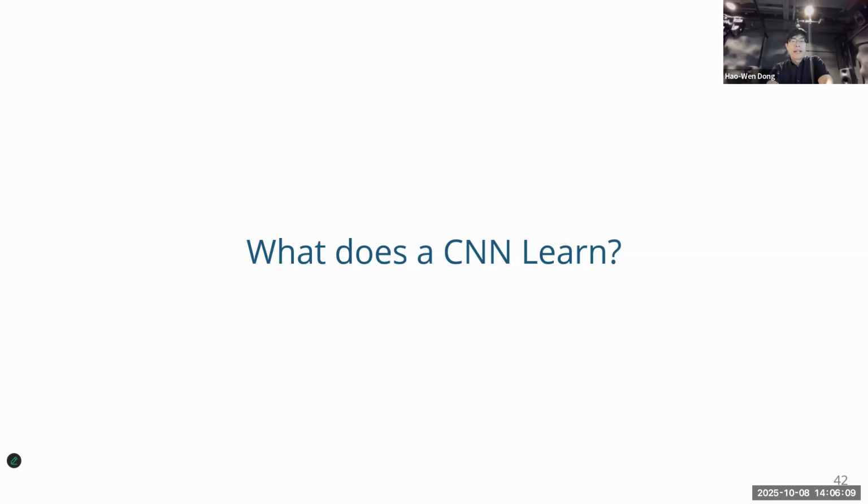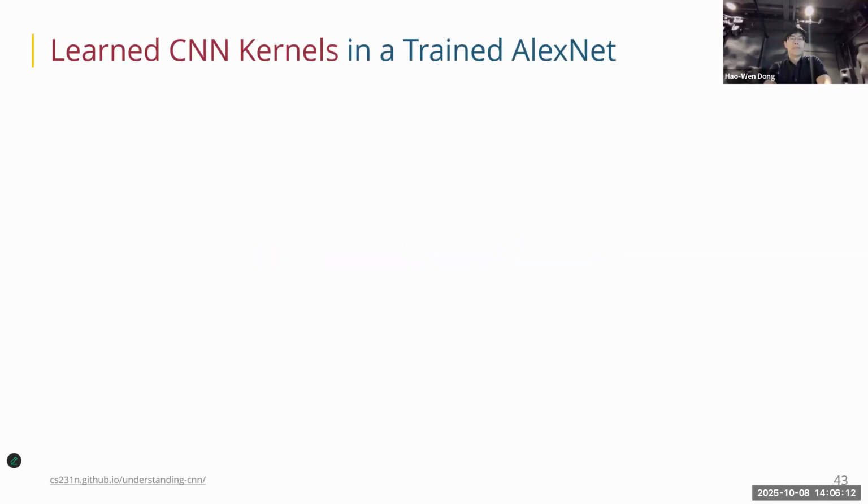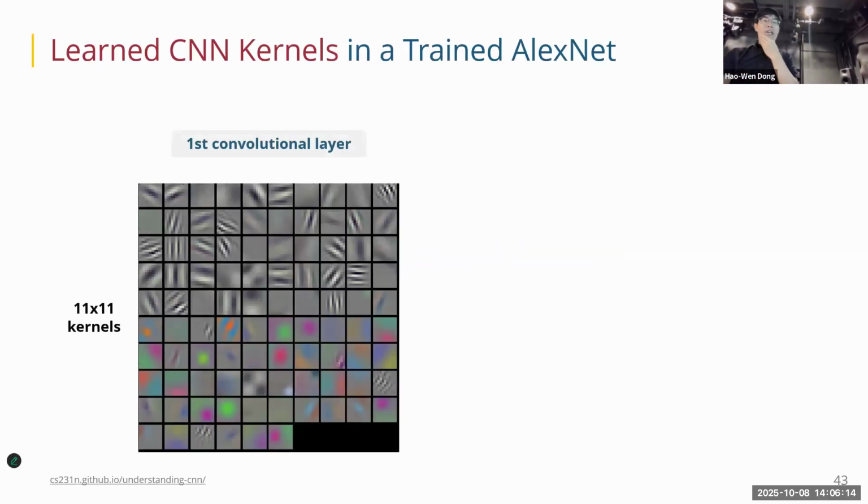I guess this is more fun. What does the CNN learn? Likely you've seen something like this, but basically these are some of the CNN kernels in a trend. AlexNet. AlexNet is one of the iconic early year CNN, convolutional neural networks.